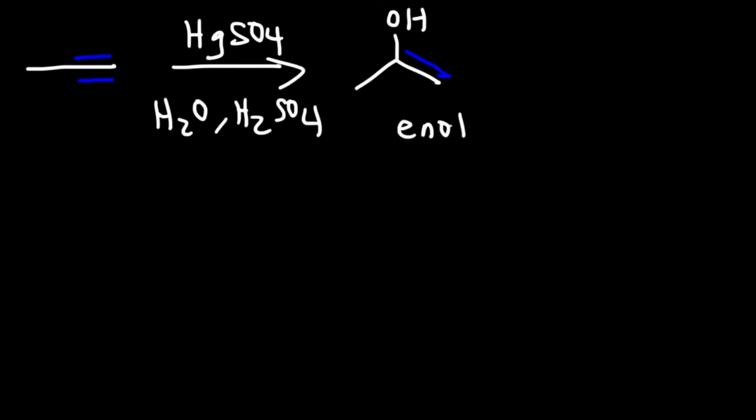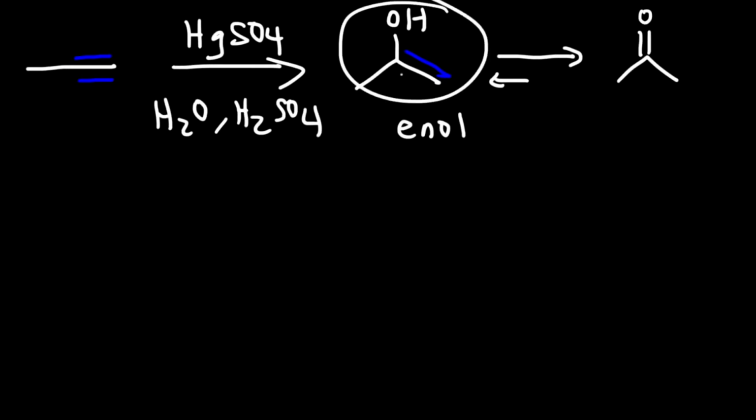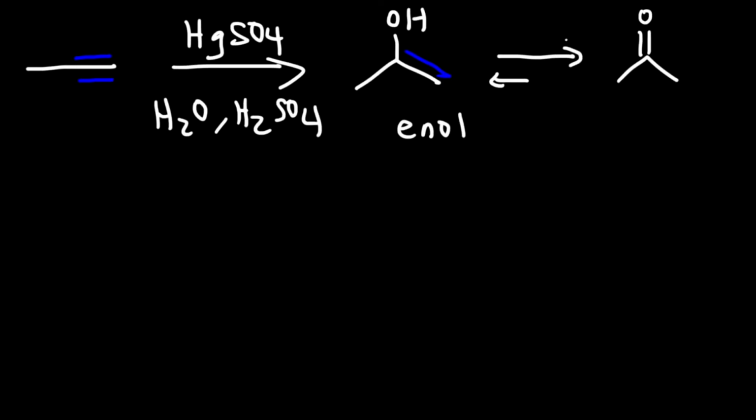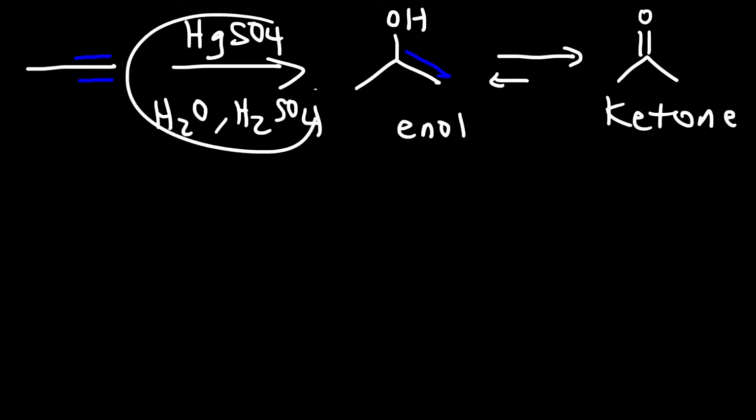Now the enol is not stable. It can tautomerize into a ketone. Now, you're going to have a small amount of this molecule in the solution, but the majority will be in this form because these two exist in equilibrium. And so we have a longer arrow pointing towards the ketone. So this reaction converts alkynes into ketones.